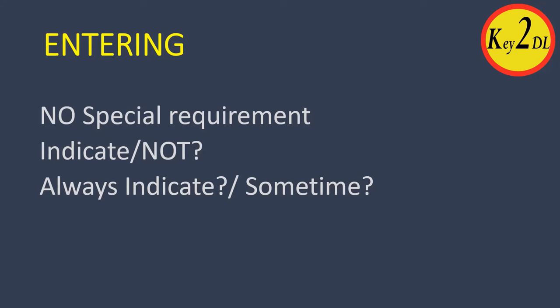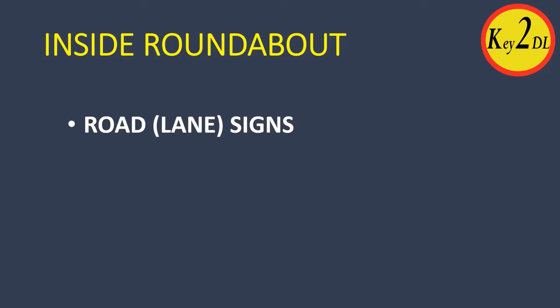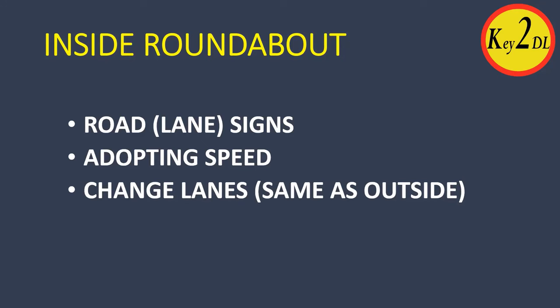Can you show in the picture the third and the fourth exit? It will come. So what happens inside a roundabout? You have to see the road sign or lane sign sometimes. Also, inside the roundabout you don't see any speed limit. At least I have not seen any speed limit, but you behave according to the other vehicles. So if there is a queue, you cannot go, then you have to adapt your speed. There is no way to exit there. You slow your speed.